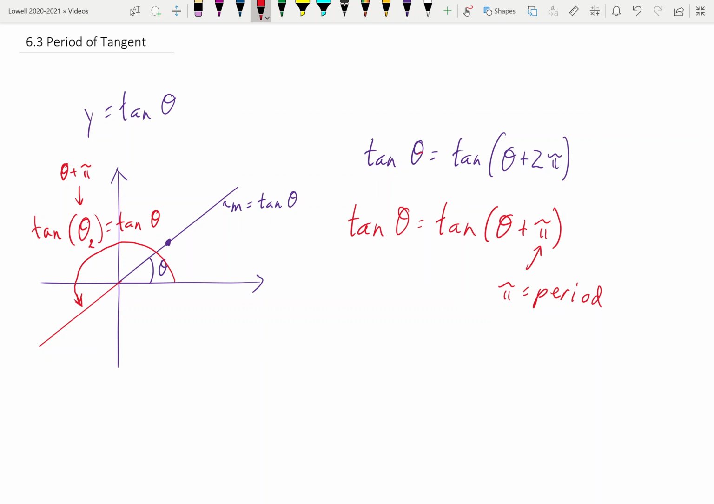Now, it is true that since we repeat every 2 pi, you could say the period is 2 pi, but we're usually looking for the fundamental period. The fundamental period, i.e., what's the smallest amount going forward that we have to get to before we start repeating? The fundamental period for tangent would be pi radians.